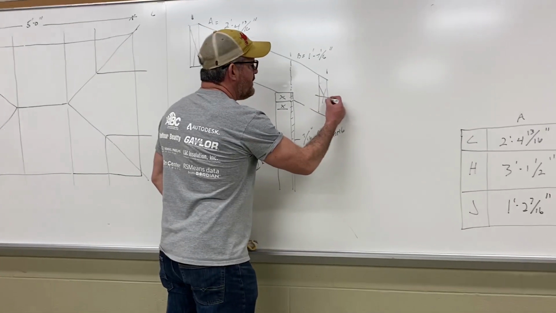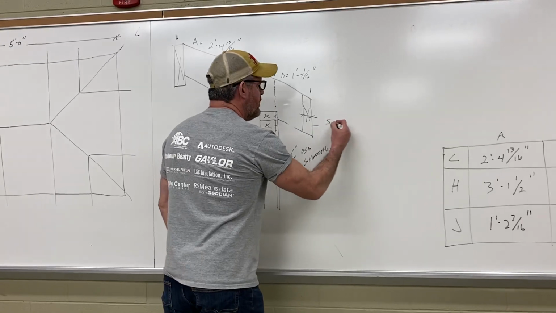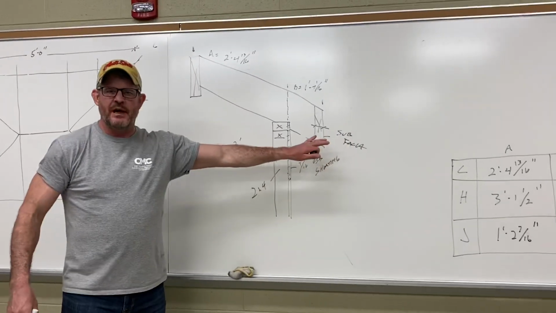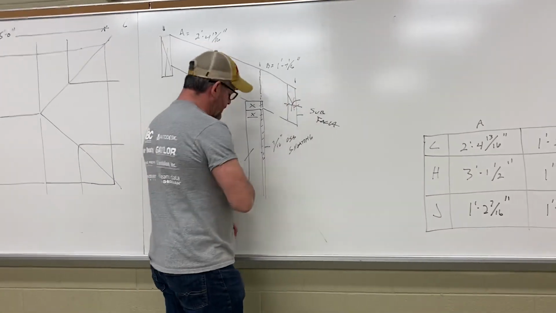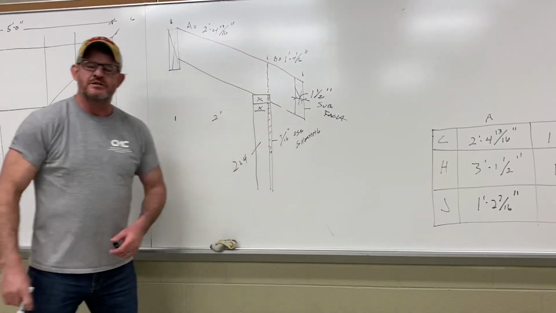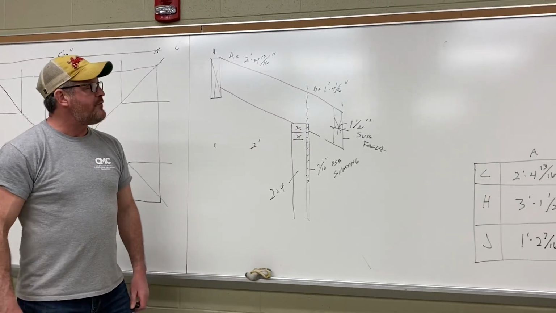So I look at another aspect that we haven't talked about yet. Who knows what that's called? Some of you know. It is subfascia. Okay, again, a part of my details. I would get into my details and I would understand that. How thick is that subfascia? Well, if we're using 2x material, it's going to be 1.5 inches thick. So we have to take that into account too when we're laying out our rafters.